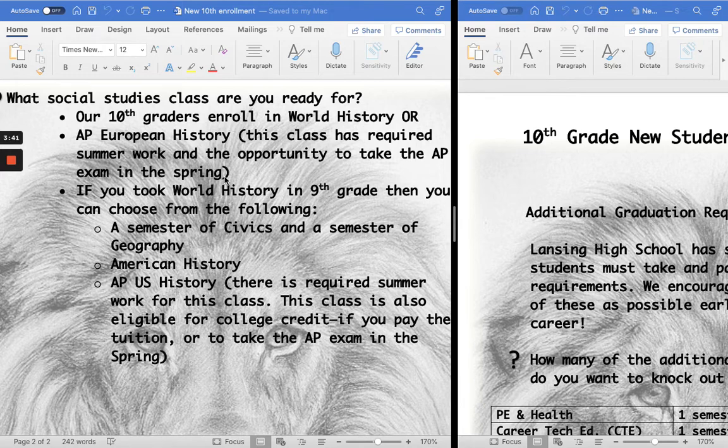If, by some chance, you took World History in 9th grade, then you can have a couple different choices. First, you could do a semester of civics and a semester of geography. You could do a year of American history, or you could pick the AP U.S. history. Again, there is required summer work for this class. This class is also eligible for college credit if you want to pay the tuition, or taking the AP exam in the spring, or both. So AP U.S. history would be, again, a more in-depth, more rigorous, higher expectations class.